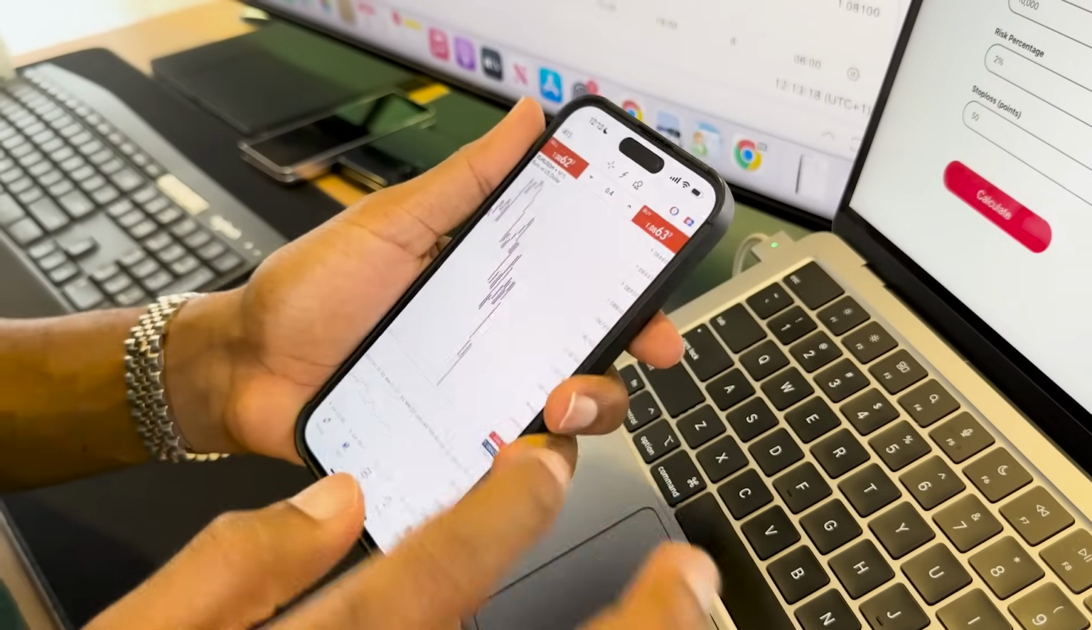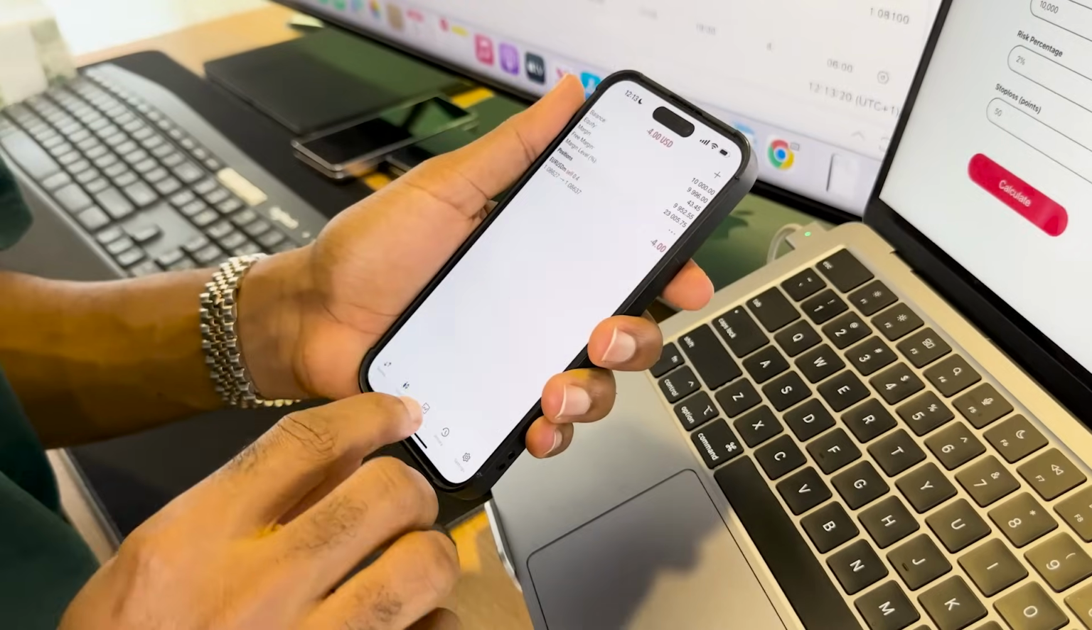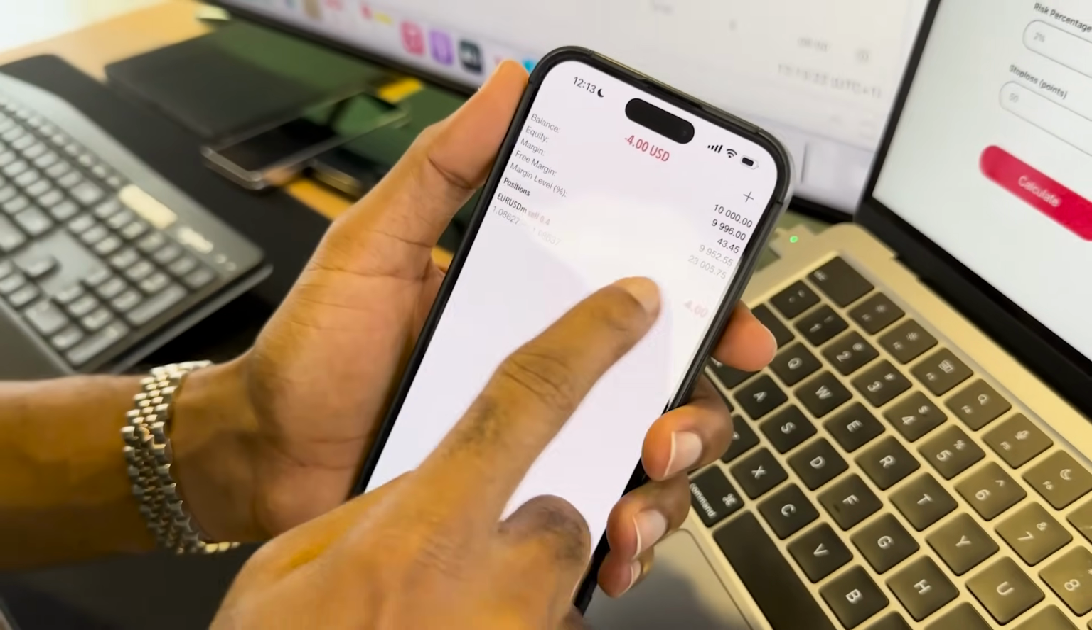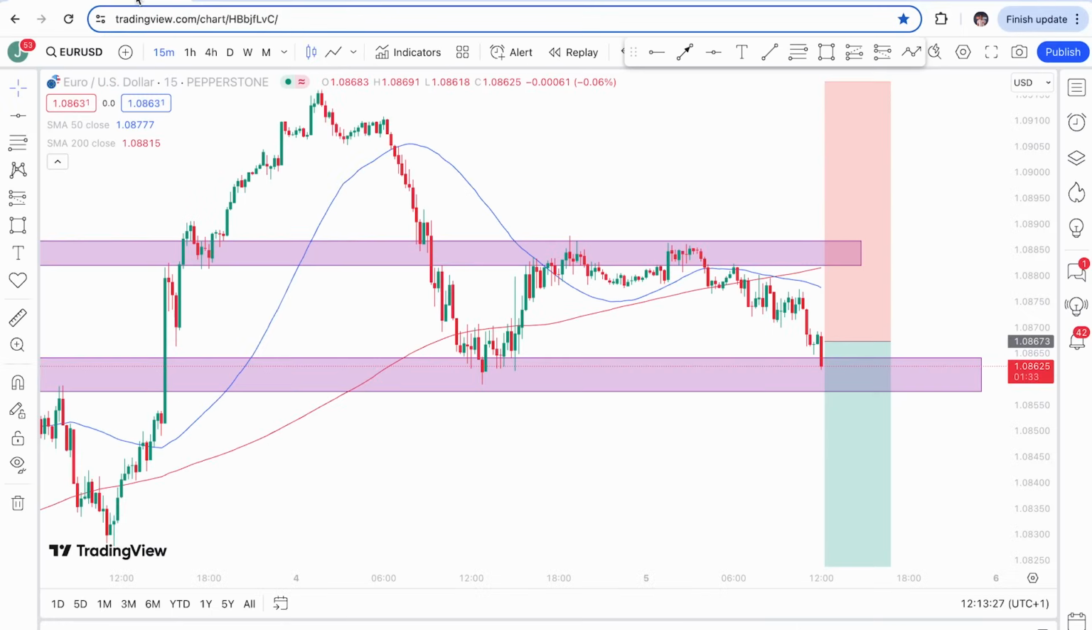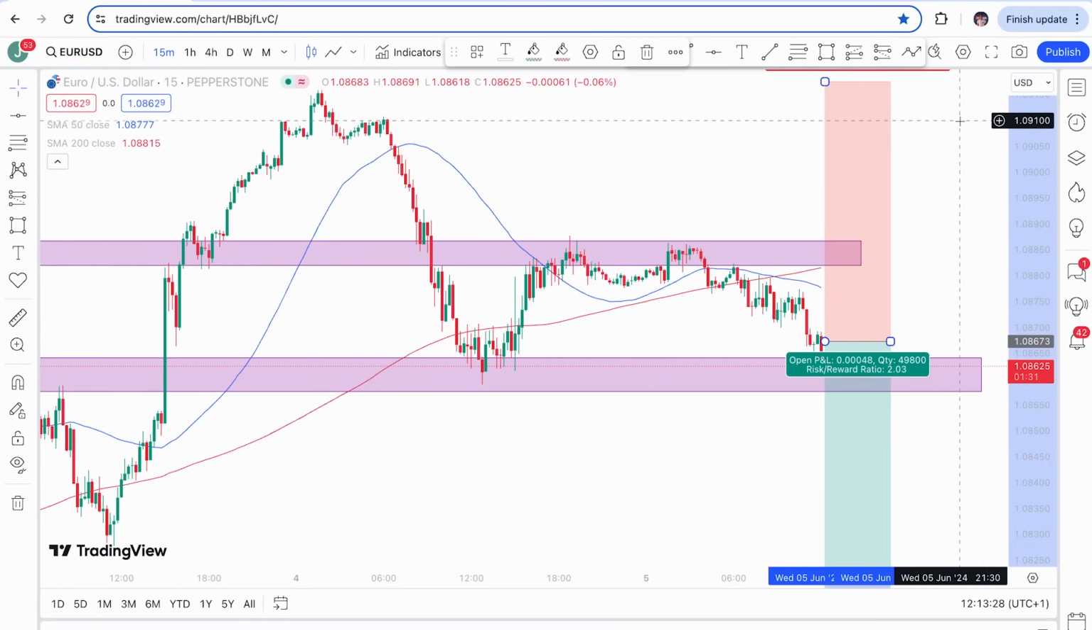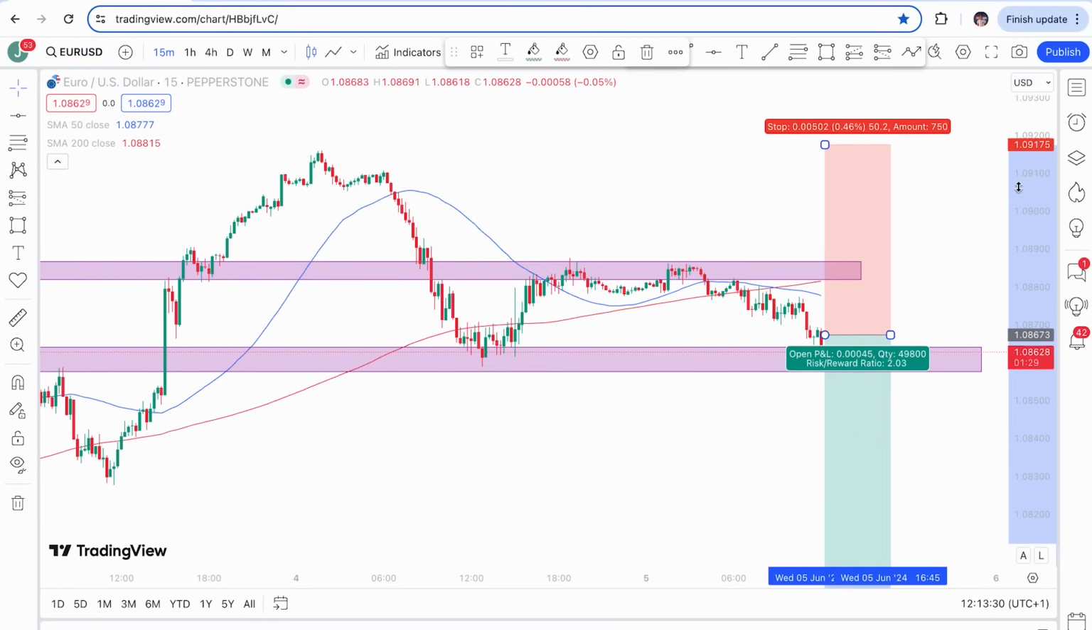So good. So I need to modify this one. I need to just swipe, click on modify, and go put my stop losses. So the stop loss I'm to put here now is going to be where this stop is. So it's 1.09175.